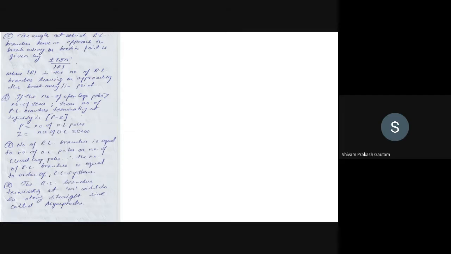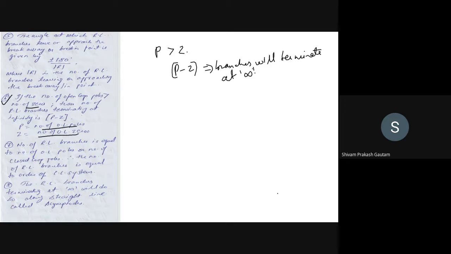Okay, now let us look at step number 6. So if the number of open loop poles is greater than the number of zeros, that is, poles are greater than zeros, then the number of root locus branches terminating at infinity will be given by p minus z. P minus z branches will terminate at infinity, right? Where p is equal to the number of open loop poles, as you can see, and z is equal to the number of open loop zeros, right?